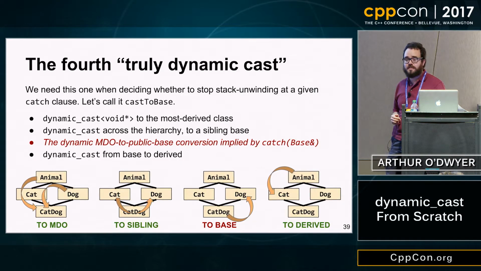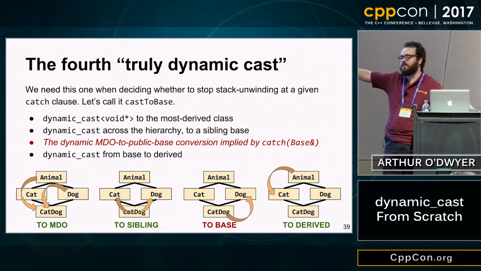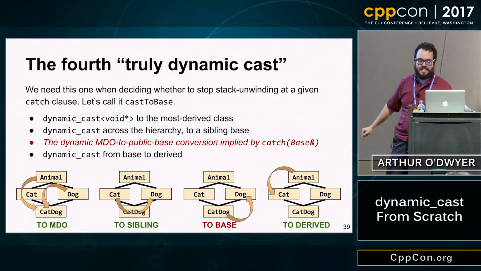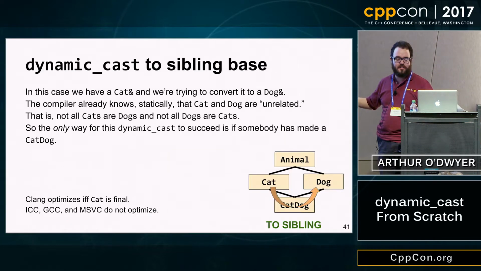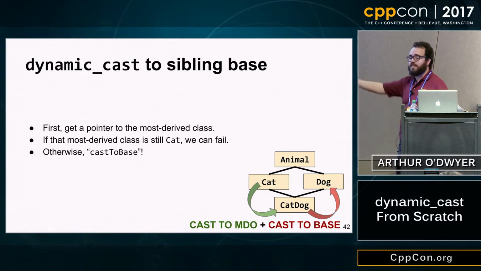To most derived. The first case is going to the most derived object, as in dynamic_cast to void*. That's the easy case. And then what we're doing to go to sibling is we're actually simplifying that into first go to the most derived object, and then ask whether that object, whose dynamic type I don't know, can be this type, and if so, get that.